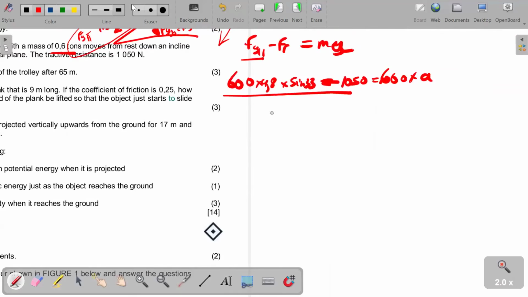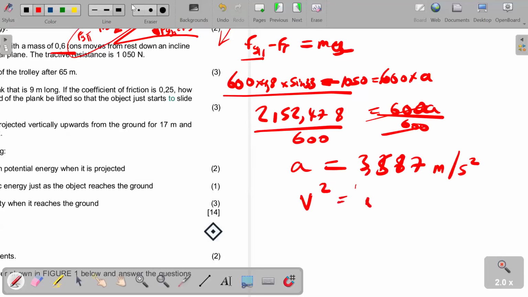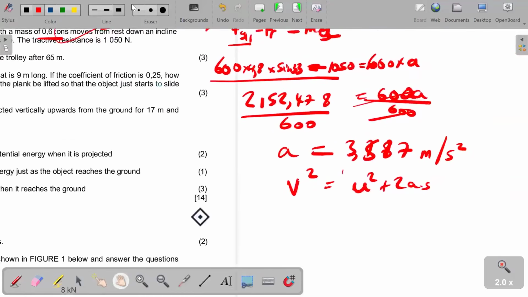So if we multiply this, we get 2,152.478 is equal to 600 A. Then divide by 600. So the acceleration A is going to be 3.587 meters per second squared. That's our acceleration. Now, using the formula v squared is equal to u squared plus 2as, since the question said to determine the velocity, the speed, we can use this formula.